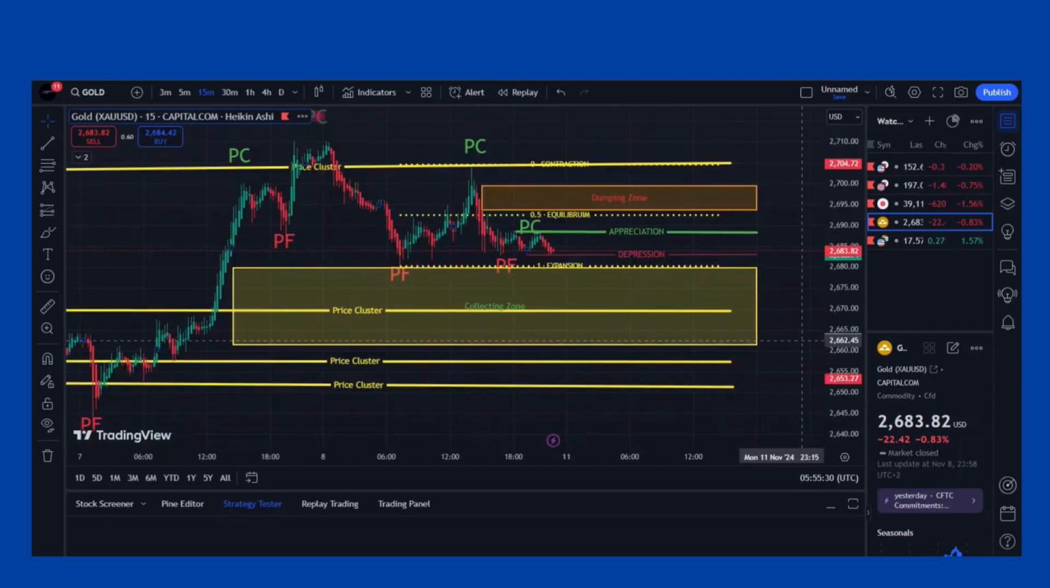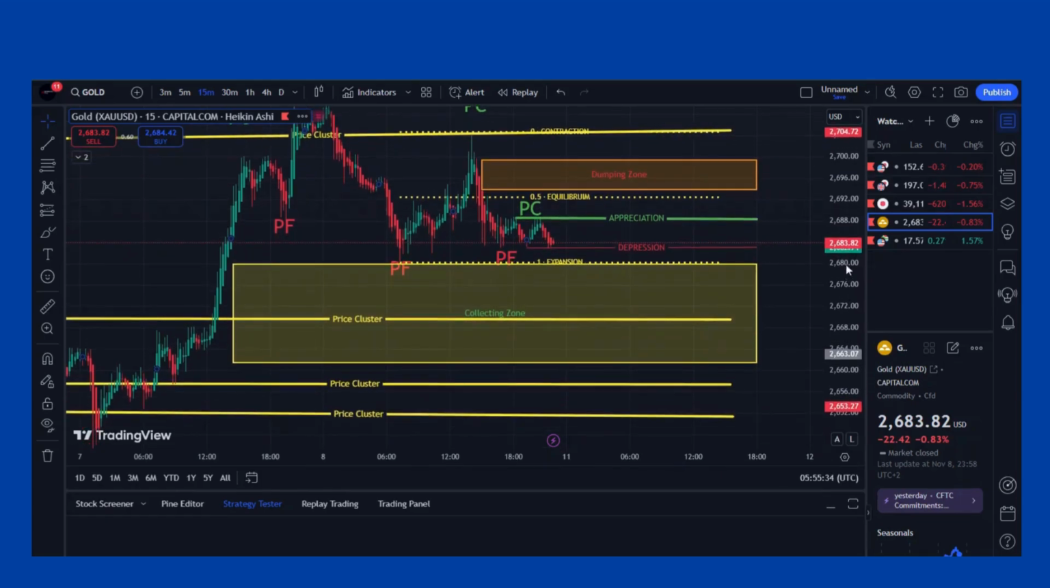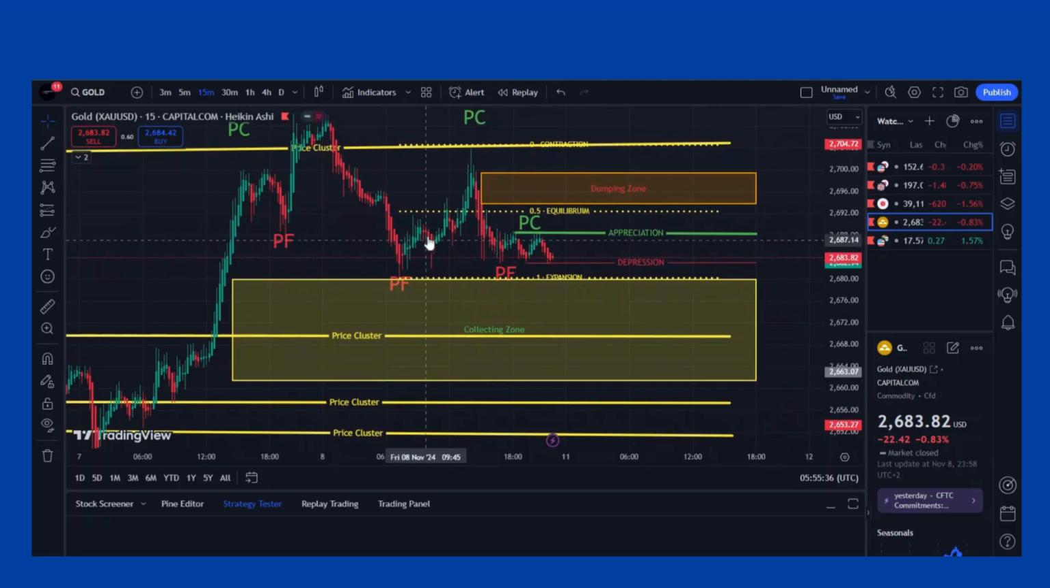With that being said, we then look for the appreciation level and depreciation level, which are the two price ceilings and price floors of the last market day, and then we denote our price appreciation and price depreciation.